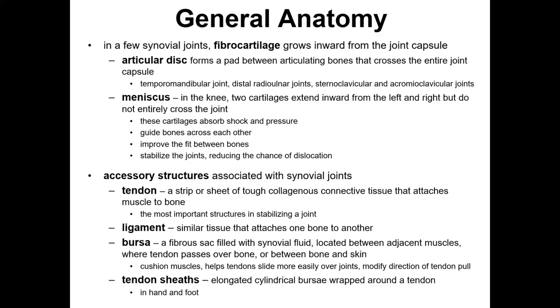There are also some accessory structures that are associated with synovial joints: tendons, ligaments, bursae, and tendon sheaths. So a tendon is a strip or sheet of tough collagenous connective tissue that attaches muscle to bone. A ligament is a similar tissue that attaches one bone to another. A bursa is a fibrous sac filled with synovial fluid located between adjacent muscles, where tendons pass over bone or between bone and skin. And then we can have a tendon sheath, which is an elongated cylindrical bursa wrapped around a tendon. Okay, so lots going on. We said it was the most complicated type of joint, and I meant it.